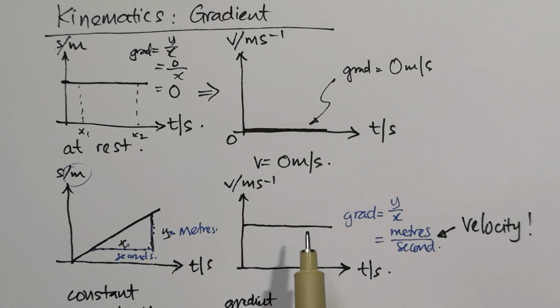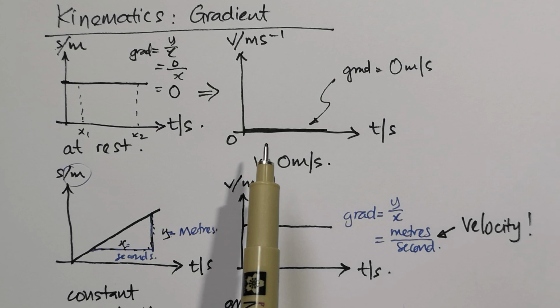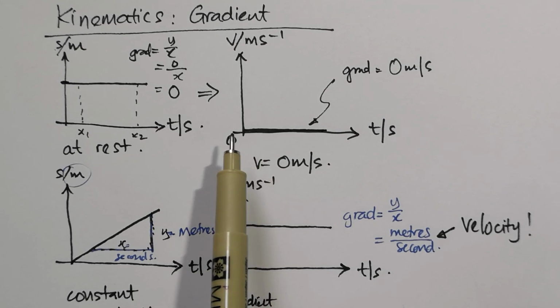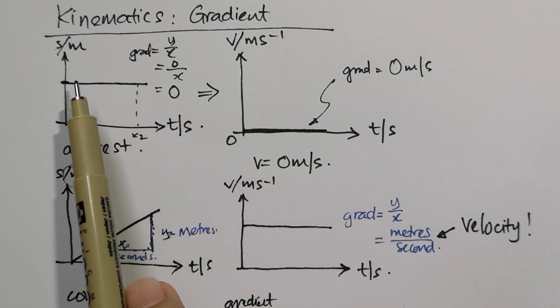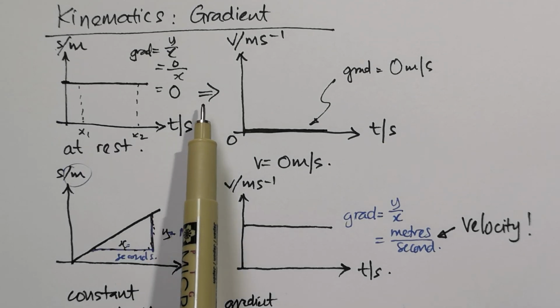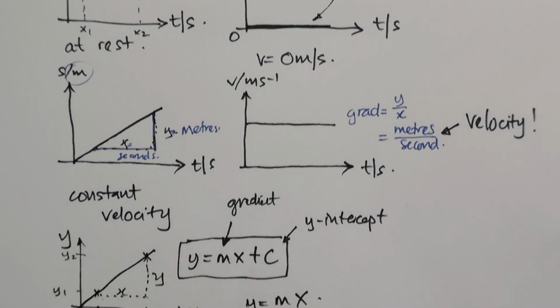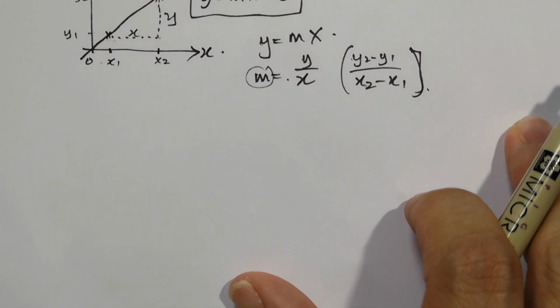So this understanding is by using a very mathematical approach where you talk about the gradient of the displacement time graph will give you the velocity time graph. Okay, I'll give you one more last example and you see how this might change.